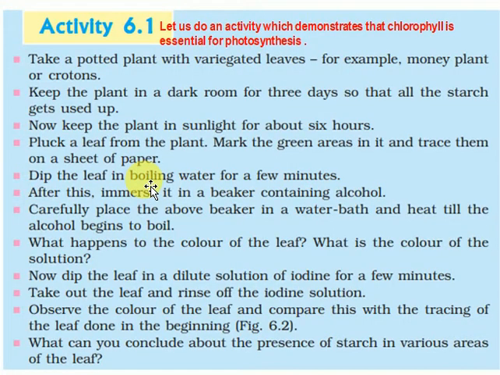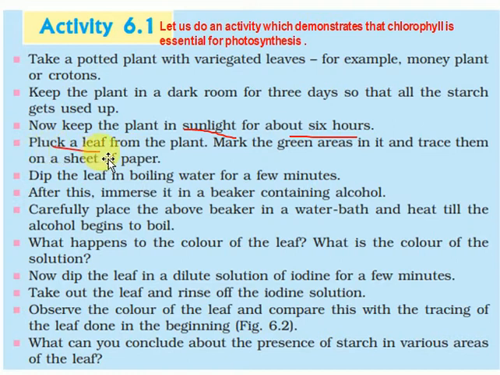Keep the plants in a dark room for 3 days so that the starch gets used up. Now keep the plant in sunlight for about 6 hours. So what do we first do? We keep the plant in the dark so that whatever starch was present in the plant gets utilized. Then we keep it in sunlight for about 6 hours. When we keep it in sunlight for 6 hours, photosynthesis takes place in it.